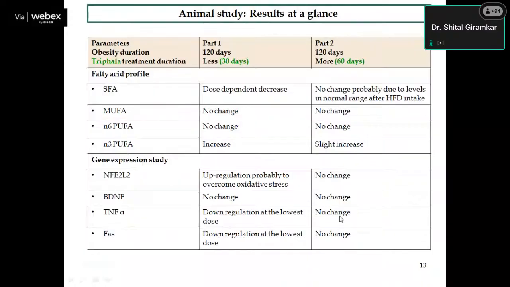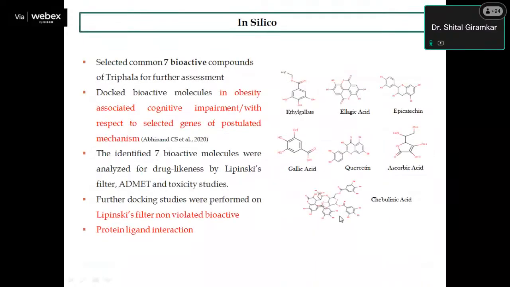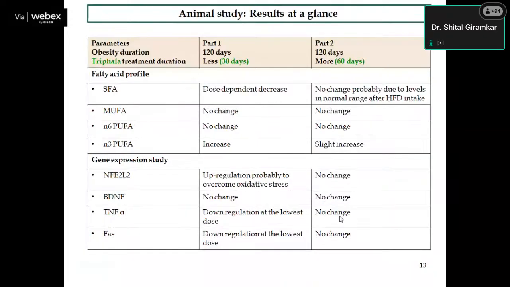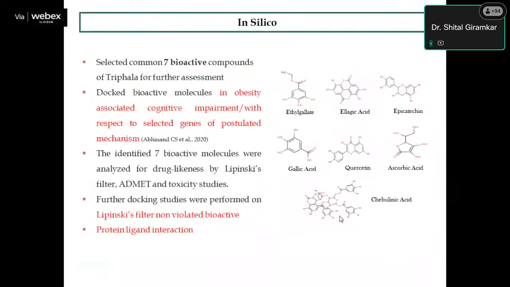So after this, to evaluate the mechanism, we conducted an in silico study by selecting 7 bioactive compounds: ethyl gallate, ellagic acid, epicatechin, gallic acid, quercetin, ascorbic acid, and chebulinic acid. These 7 compounds are common to all the individual drugs, that is Amla, Haritaki, and Bibhitaki, and they were further evaluated in docking studies with respect to obesity-associated cognitive impairment and the specific genes selected for the postulated mechanism, like oxidative stress, inflammation, neuronal plasticity, and apoptosis.